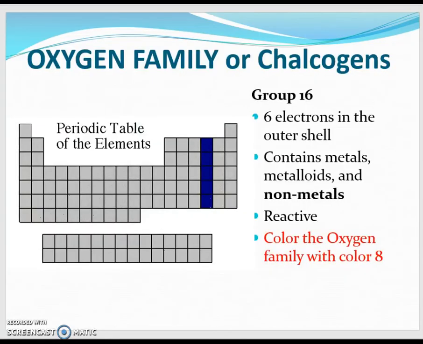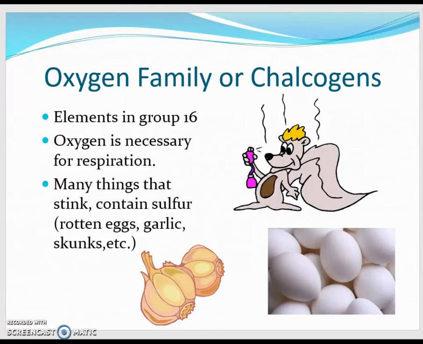Our next family is the oxygen family, or chalcogens, coming from the Greek word chalkos, which refers to ore, and it's because they can all be found in ore, and particularly copper ore. This is group 16, and there are 6 electrons in the outer shell. This family does contain metals, metalloids, and nonmetals, and it is reactive. Oxygen is obviously necessary for respiration, and many things that stink contain sulfur, such as rotten eggs, garlic, skunks, etc.